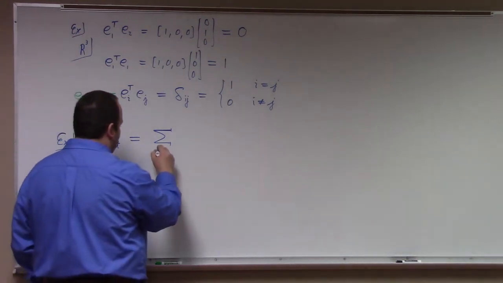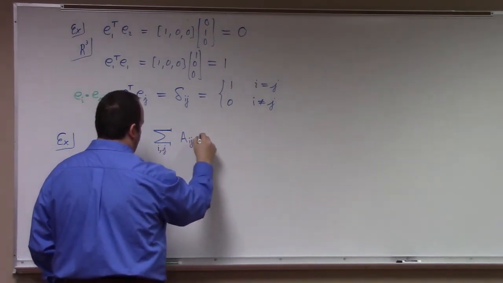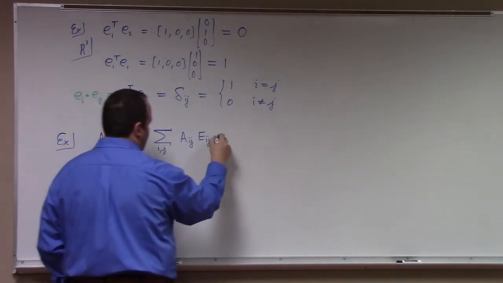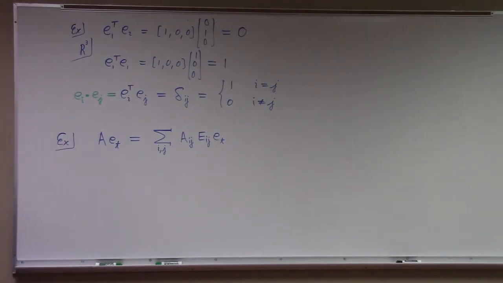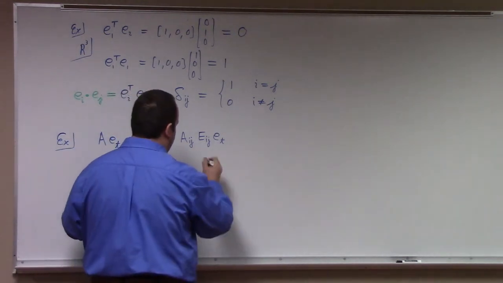So this is the sum over I and J of Aij, Eij, times E sub t. Why? Because we proved last time that you can build any matrix from the matrix units. But what is this equal to?